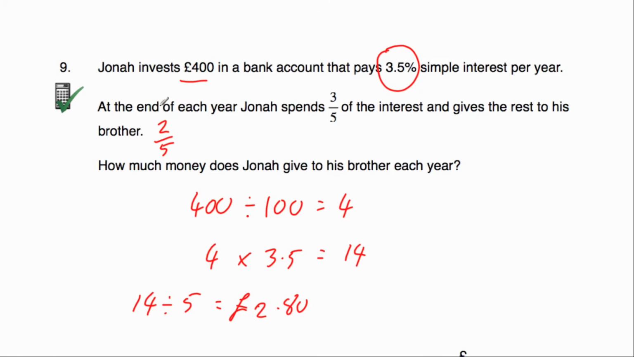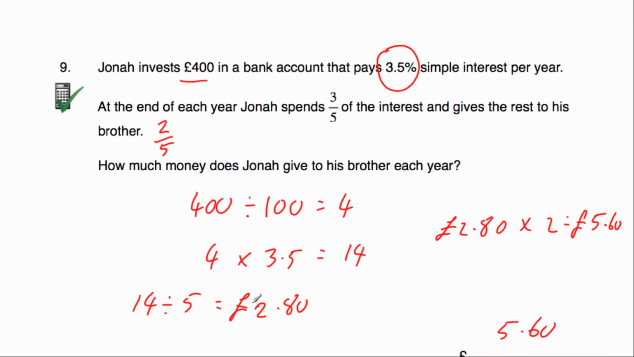And then we want to multiply by the numerator. So we're going to want to multiply that by 2. So we're going to do £2.80 multiplied by 2, and that's equal to £5.60. So that means that 2/5 of the interest is £5.60, and every single year he gives that to his brother. So how much does he give to his brother each year? £5.60.